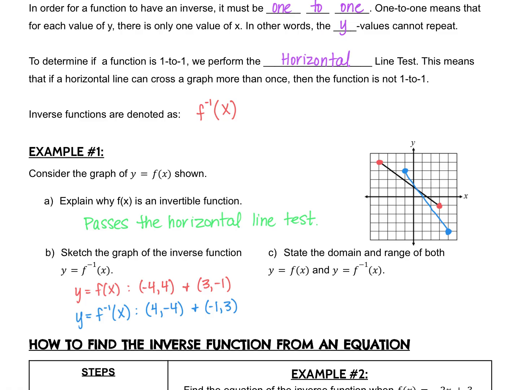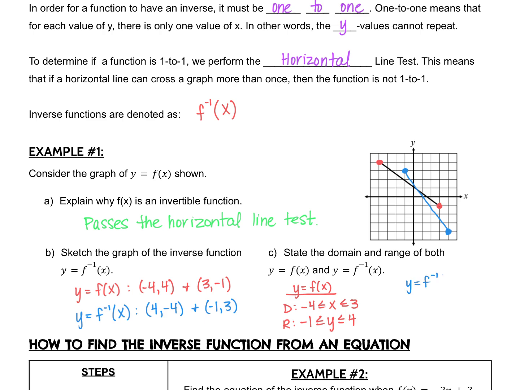So next, we want to state the domain and the range of f of x. And then we want to do the same for the inverse. So for y is equal to f of x, the domain will be in between -4 and 3. The range will be between -1 and 4. And remember, those are closed circles, so we include those endpoints.